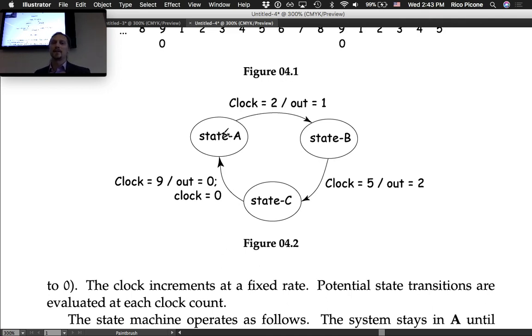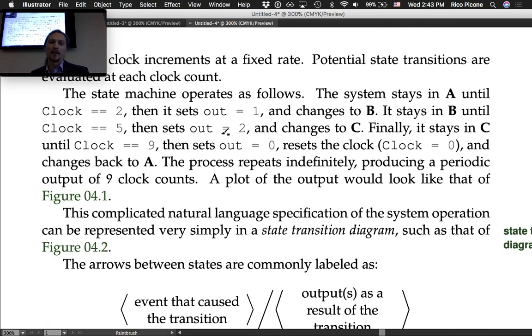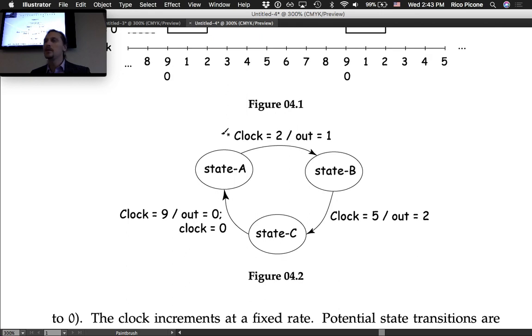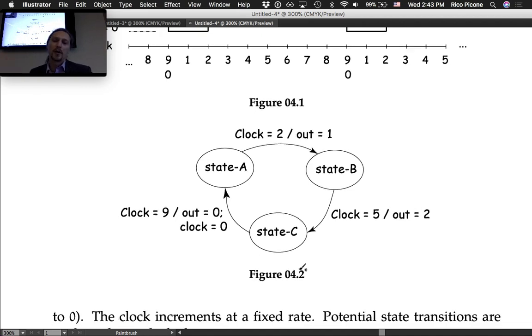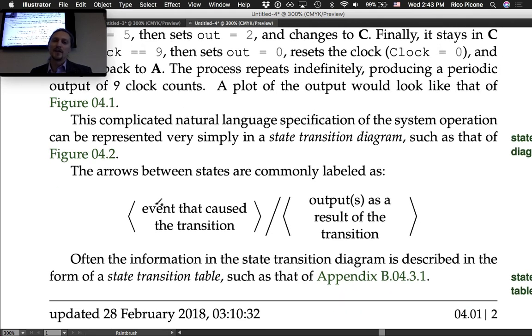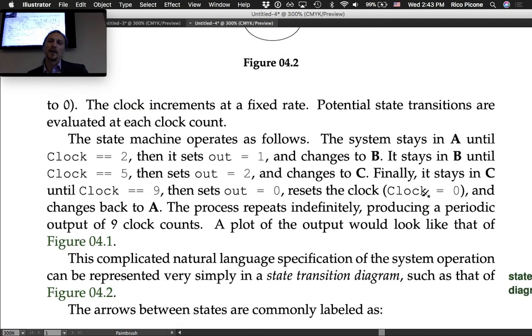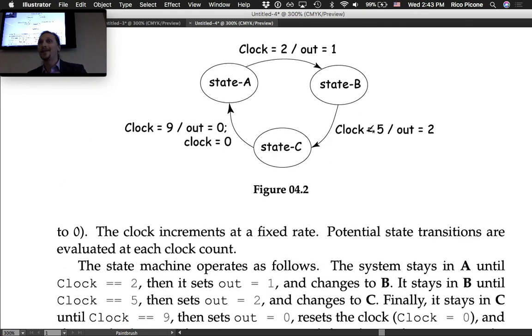So this is called a state transition diagram. And it's useful for representing finite state machines. Each state is represented by a node in the graph, and then you draw arrows for transitions. So pretty useful, and we'll do that for the lab as well. So this is the notation that we use for the arrows. The event that caused the transition, and then you do slash outputs as a result of the transition. Like we did here, we said when the clock is 5, this is the condition, then we output 2. And this is the transition from B to C. So C is the next state.